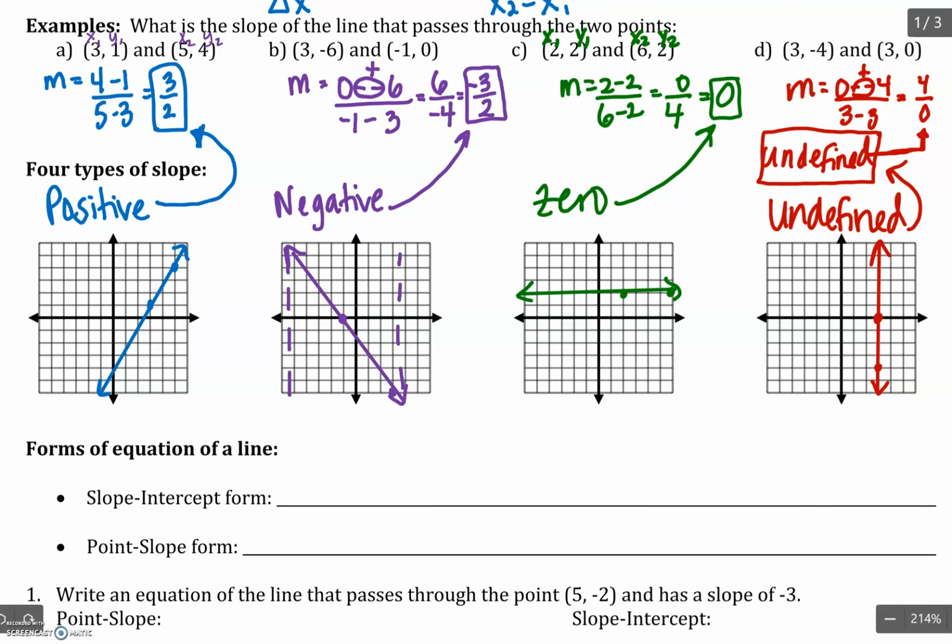There are ways to help you remember that if you choose to. I showed you the N. You can also remember a Z for 0 and a U for undefined.